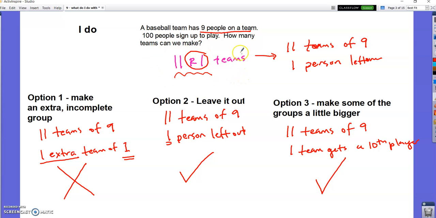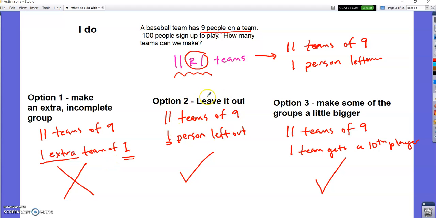After we did the division yesterday, we came up with 11 remainder 1 teams. That meant there were 11 teams of 9 people, because we divided by 9. And then there was 1 person left over that did not fit on a team of 9. We considered 3 possible options. Number 1 was make an extra group, so have 11 teams of 9 and 1 extra team of 1. We didn't like that. It doesn't make sense to have a baseball team with 1 player.